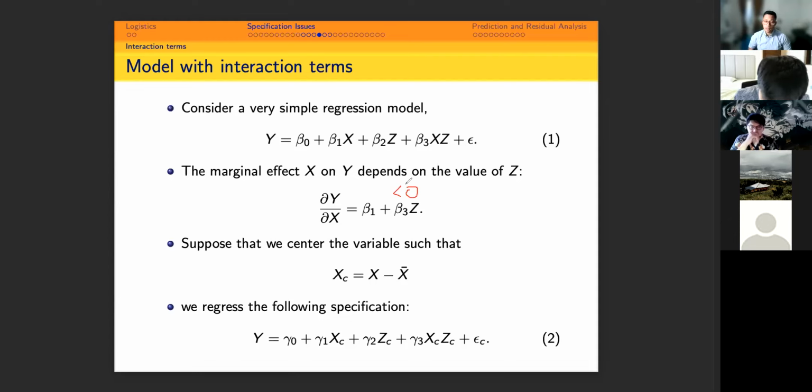Again, this is not the estimation that we care about. Why? Because beta 1 illustrates the effect of x on y for z equals 0. It's something that's not interesting. In a similar manner, beta 2 actually indicates the marginal effect of z on y when x is equal to 0.